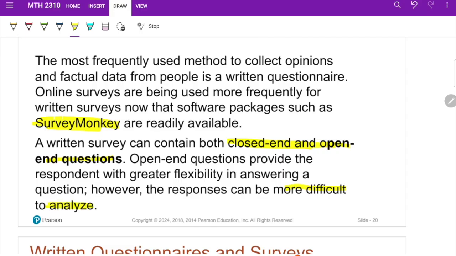Because people write their own answers, suppose you are sampling 100 people and you ask them two open-ended questions, and everyone answers: what is your perception about this? What do you believe about that one?